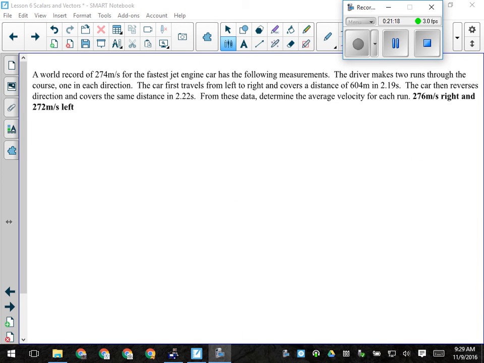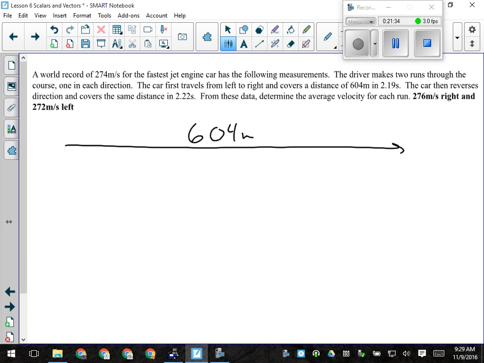All right, so the world record of 274 meters per second for the fastest jet engine car has the following measurements. The driver makes 2 runs through the course, 1 in each direction. The car first travels from left to right and covers a distance of 604 meters in 2.19 seconds. So d equals 604, and that's displacement, because they told me it was from left to right, and he does that in a time of 2.19 seconds.